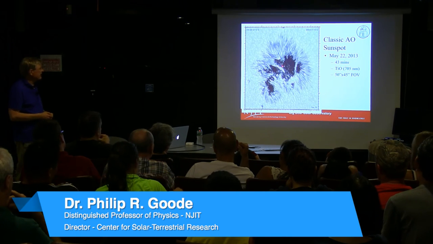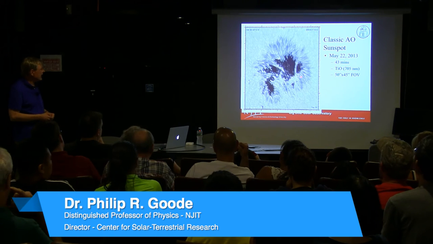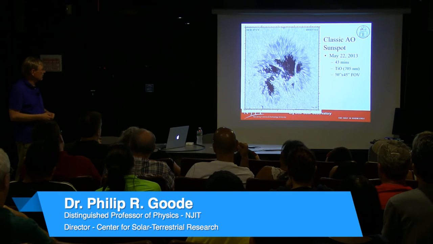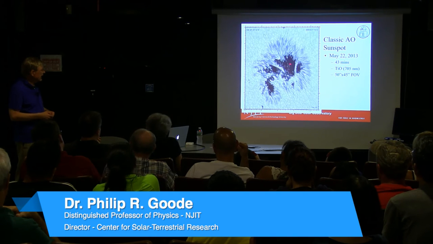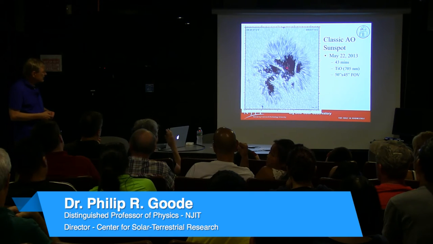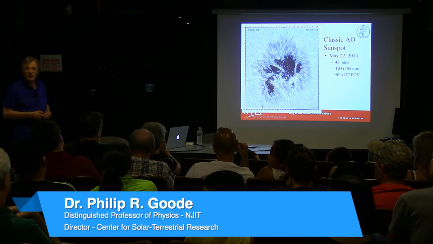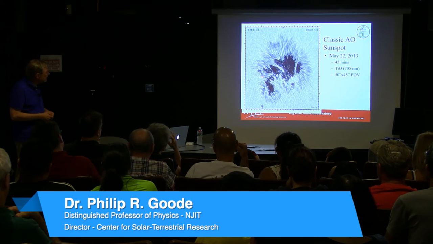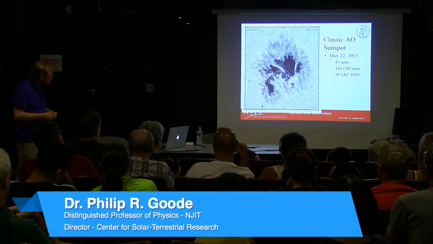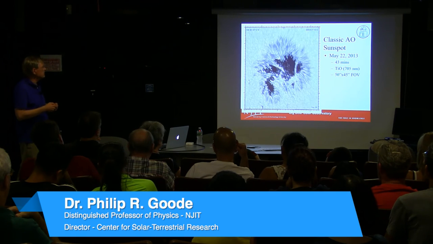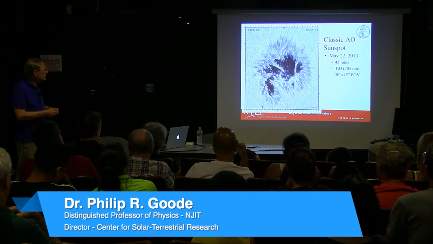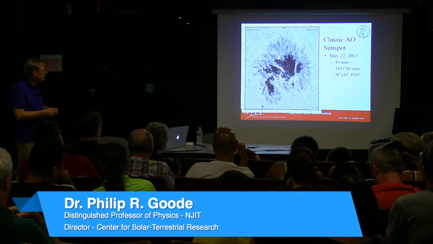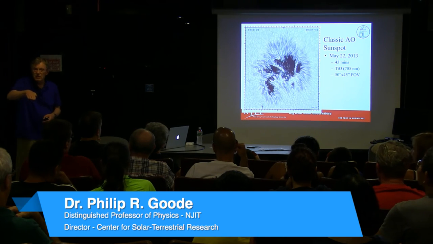So what do we have? The theories of how these light bridges work, they're wrong. The theory of how the sunspot has these umbral dots, they're wrong. And then you have all of these things coming into the sunspot, going out from the sunspot. If you watch up here, you can see the penumbra working its way in.